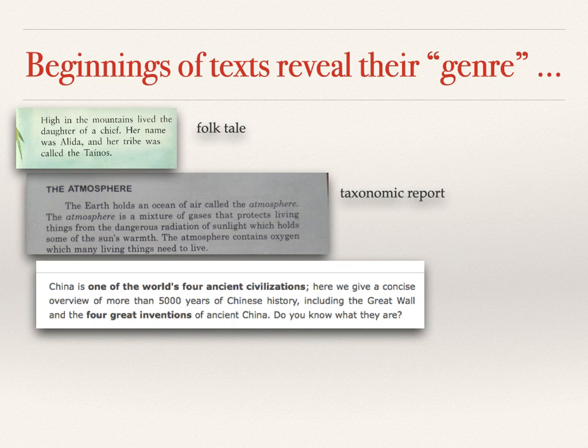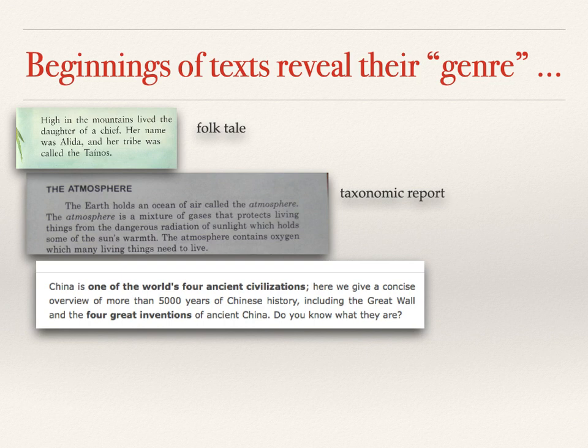Try a couple of more beginnings. So the beginning of another text. It says, "China is one of the world's 4 ancient civilizations. Here we give a concise overview of more than 5,000 years of Chinese history, including the Great Wall and the 4 great inventions of ancient China." Do you know what they were?